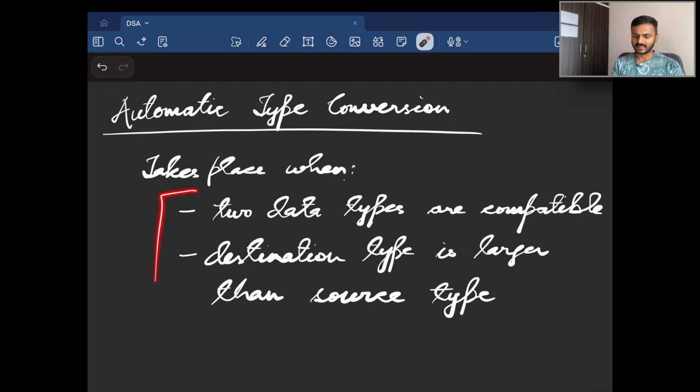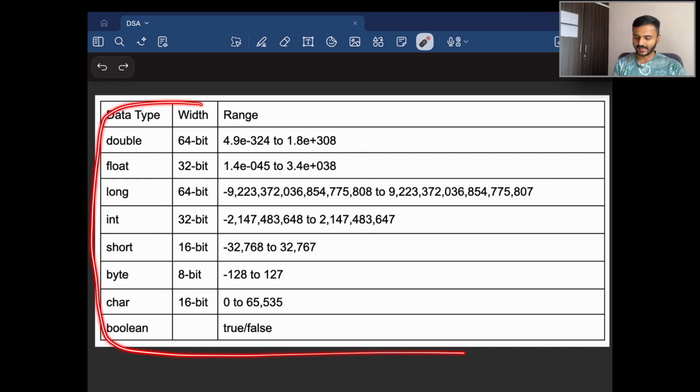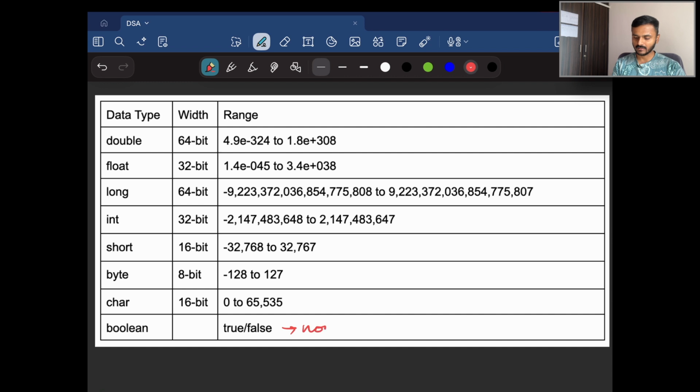Now, in order to understand these 2 points, we will have to take a look at data types, their width, and their range. Now, when we take a look at the data types along with their range, let's ignore width for now. We can observe a few things. The first observation is that Boolean is non-numeric, right? That is, it holds true or false, and it cannot be mapped to a number or converted to a number. And all the other 7 data types are numeric.